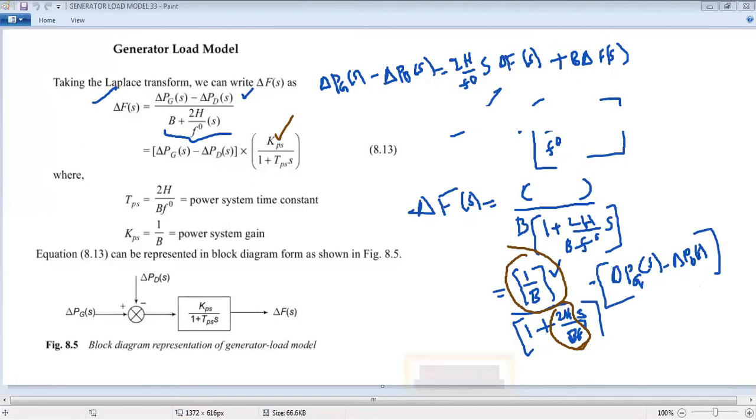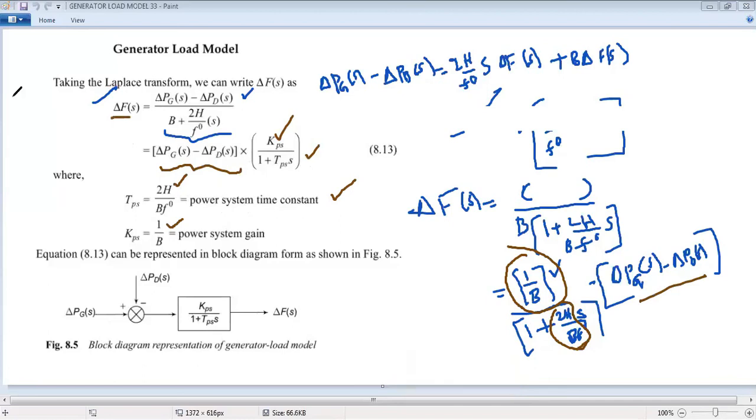So delta Pg of s minus delta Pd of s multiplied by Kps by 1 plus Tps into s, where Kps is the 1 by b power system gain, and Tps equal to 2h by b f naught is the power system time constant. Now you can write the block diagram. So from this you can write the block diagram. Here in this transfer function, delta f of s is the output, and delta Pg of s minus delta Pd of s is the input to the generator load model.